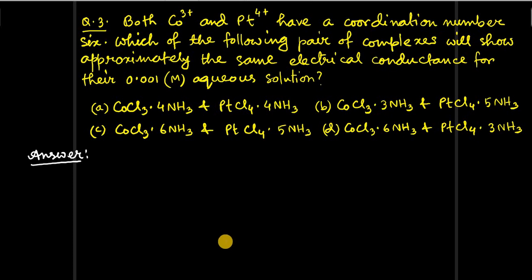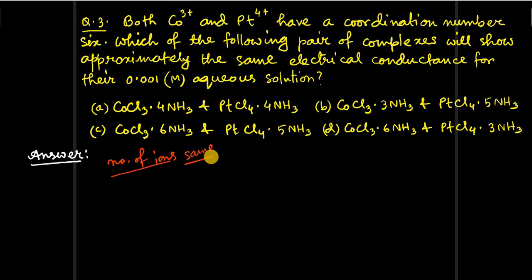Both cobalt 3 plus and platinum 4 plus have a coordination number 6. Which of the following pair of complexes will show approximately the same electrical conductance for their 0.001 molar aqueous solution? Now same conductance for same concentration, that means the number of ions will be same. The slight difference of conductance will be due to the difference in mobility of the ions.